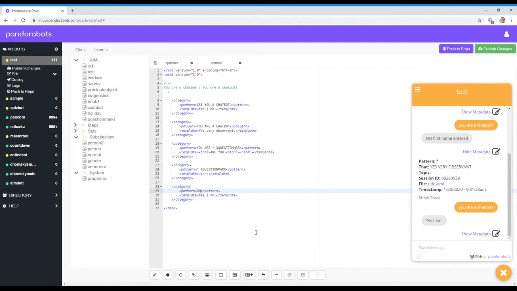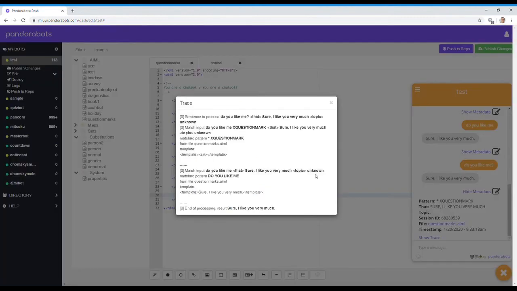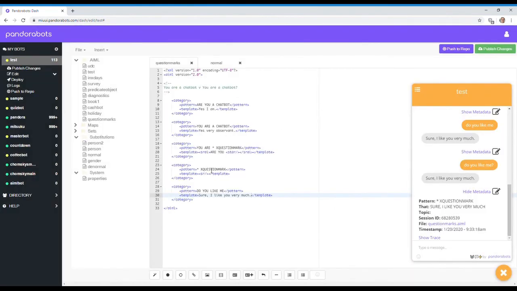Let's say we've got one. Do you like me? And its response can be, sure, I like you very much. Let's try, do you like me, with no question mark. Sure, I like you very much. Now we put the question mark at the end. Yeah, so what it's done is it'll match it as being a question mark. Do you like me, X question mark. But look, we've accounted for that now.